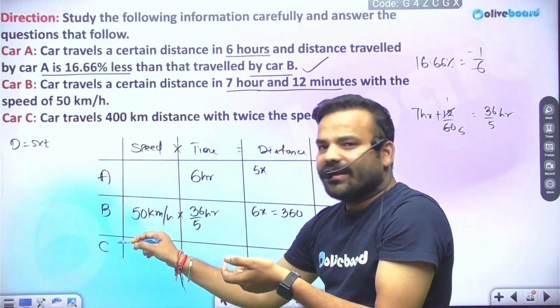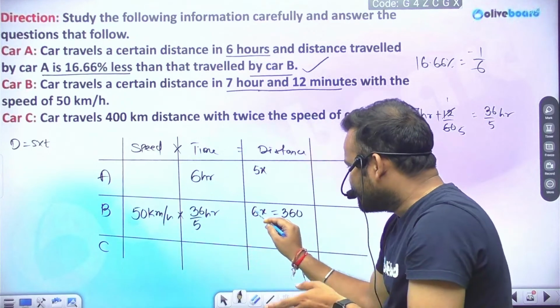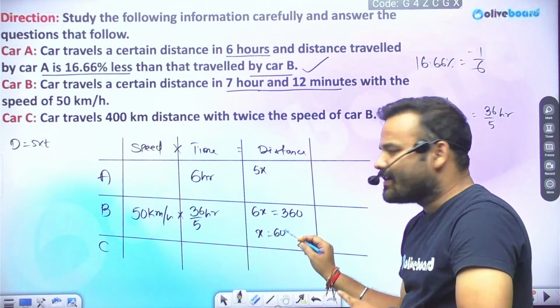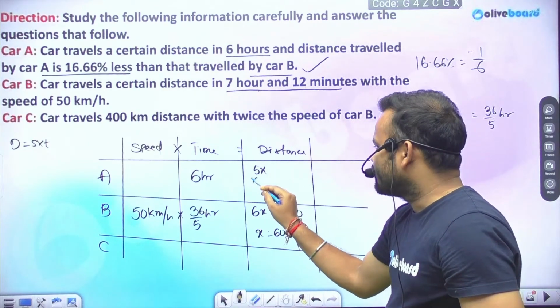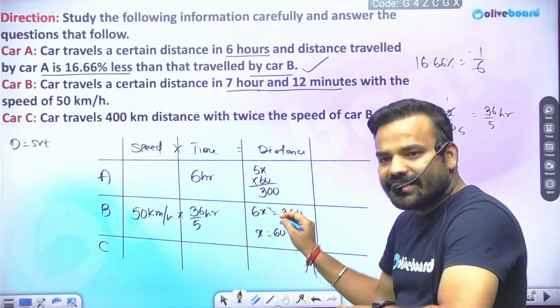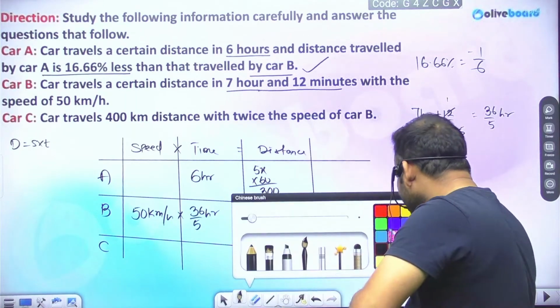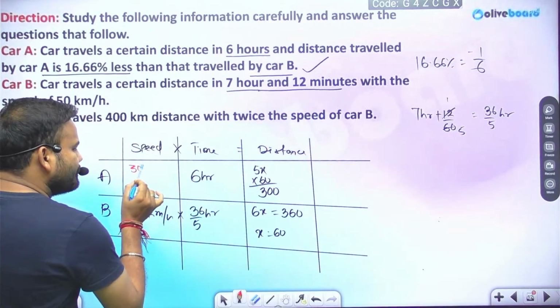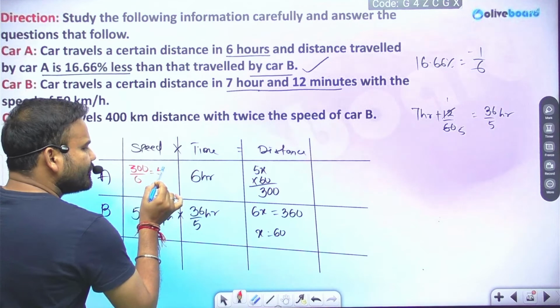5 will eliminate 50, 10 times. This is 360, and if 6x is 360, x will be what? 60. And the moment I get the value of x as 60, I can multiply this over here and get the value of 300. So this is 300, and this is 6 hours, 300 by 6, what is the speed? That is 50 km per hour.